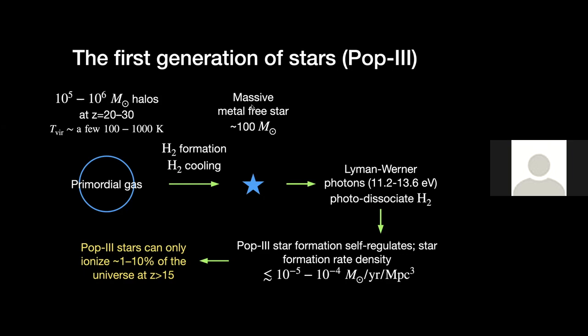After the formation of Pop III, they emit Lyman-Werner photons, which are photons just below the energy level of the ionization level of hydrogen.